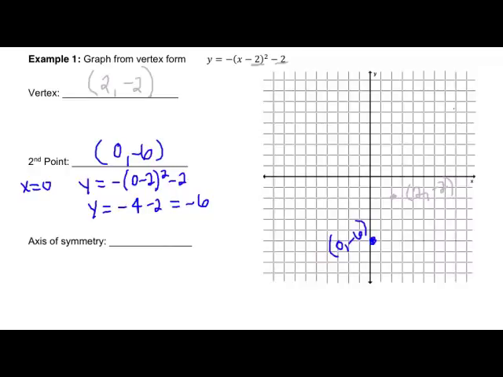Then from here we need the axis of symmetry. Again, it's just the x value of our vertex, so x equals 2. We're going to draw that vertical line through our vertex and label it. With that we can find our third point. Notice the y-intercept and the vertex are 2 units away on the left side, so we're going to do the same on the right side. Connect your dots, and that is our parabola.